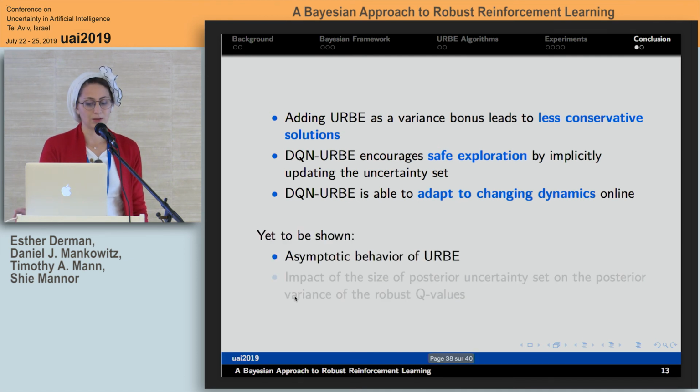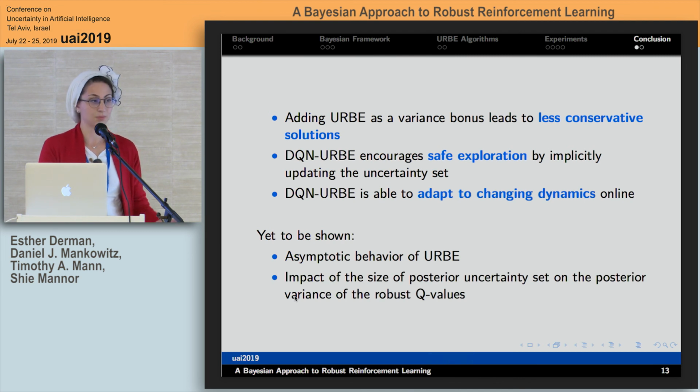What we didn't show is the asymptotic behavior of URB, because in the paper we only considered a finite horizon setting. And what would also be interesting to show theoretically is to study the impact of the size of the posterior uncertainty set on the posterior variance of the robust Q values.